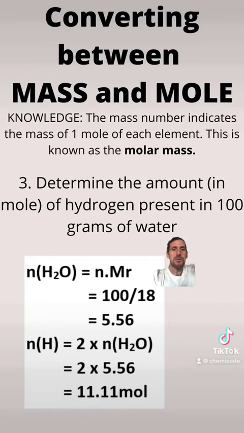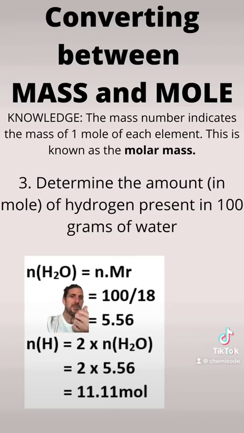I'm given 100 grams of water, so I'm going to go over here and work out my number of moles of water. You can see I've stuffed up the equation here because it shouldn't be number of moles times molar mass. It should be mass divided by molar mass. And that's what I've actually done in my working out here. I've taken 100 grams and I've divided it by the molar mass of water, which is 18. That tells me there's 5.56 moles of water.